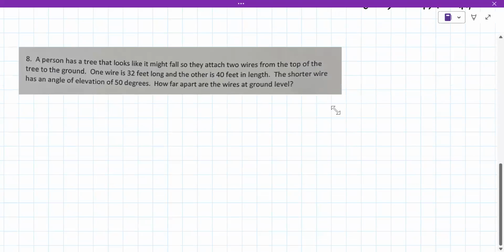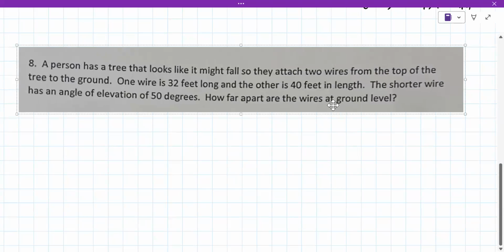New question here. It says a person has a tree that looks like it might fall, so they attach 2 wires from the top of the tree to the ground. One wire is 32 feet long and the other is 40 feet long. The shorter wire has an angle of elevation of 50 degrees. How far apart are the wires at the ground level?